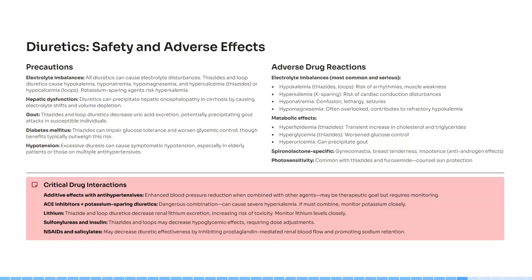ACE inhibitors and potassium-sparing diuretics, that's a dangerous combination. It can cause a severe hyperkalemia. So if you must combine them, you have to monitor potassium closely, but that is a dangerous combination. So be very, very careful.